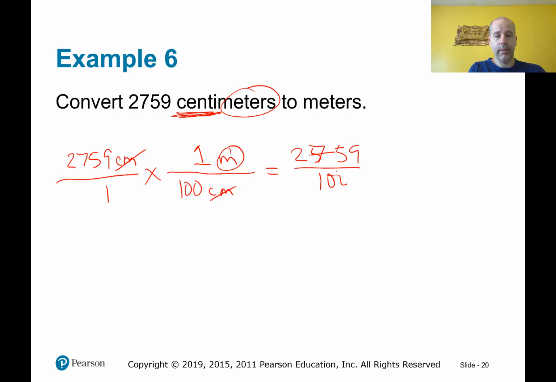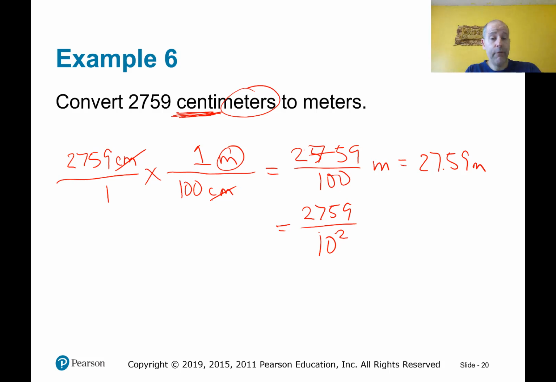And we get this, which just turns out to be this. And guess what? All we had to do was move the decimal point over 2 spots, because remember, this is the same as 2759 over 10 squared. So we're dividing by 10 twice. And remember, every time you divide by a power of 10, you're moving the decimal point. So remember, there's an imaginary decimal point at the end for all whole numbers.